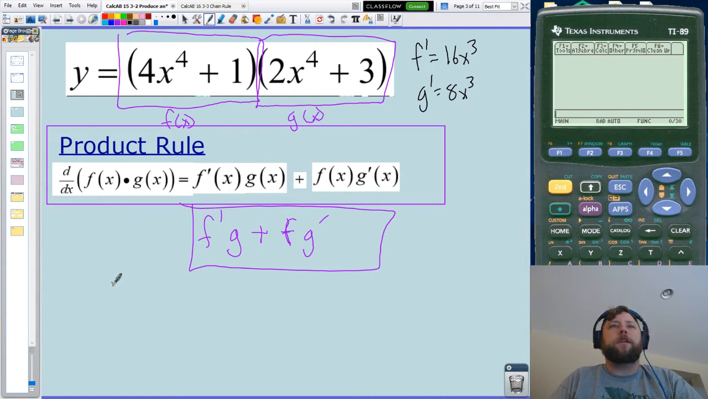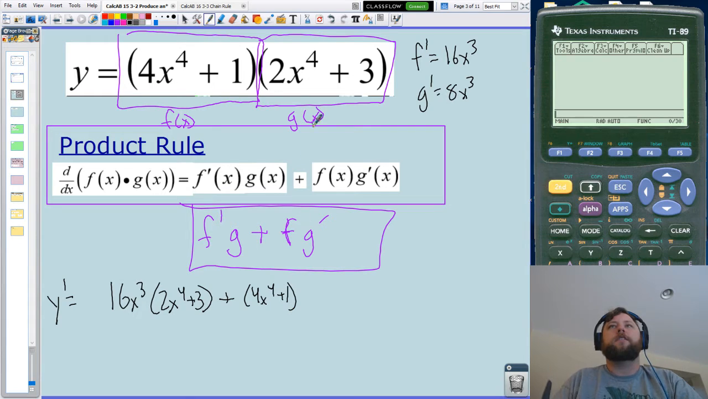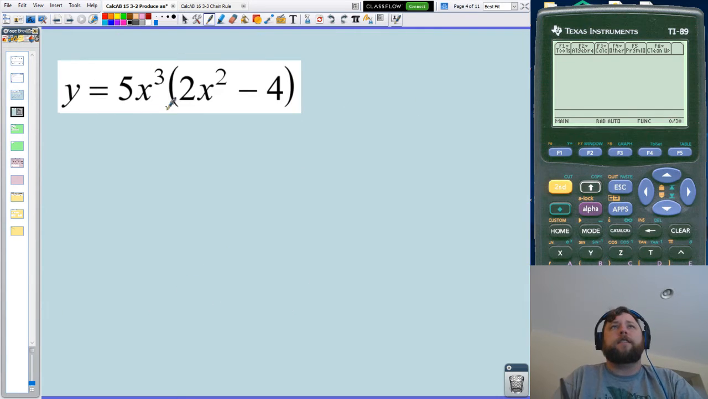F prime, so I can say my y prime equals 16x cubed times regular g, which is right here, 2x to the fourth plus 3, plus regular f, which is 4x to the fourth plus 1, times g prime, so 8x cubed. And guess what? That's my answer. I'm done. I could simplify it if I wanted to. And in fact, I'm not going to do that for this one. I'm going to do that for the next one. But there's your answer.